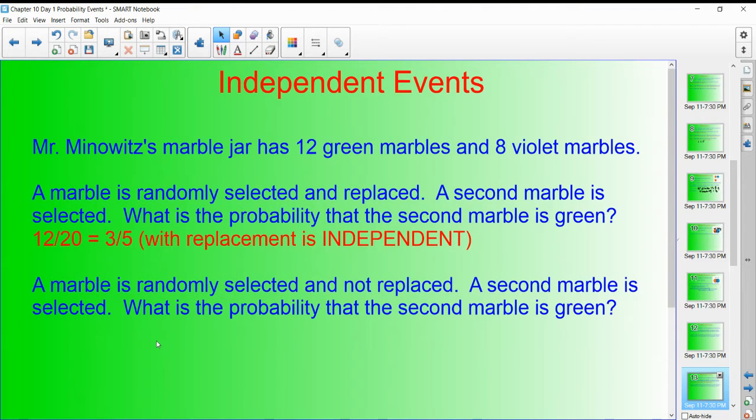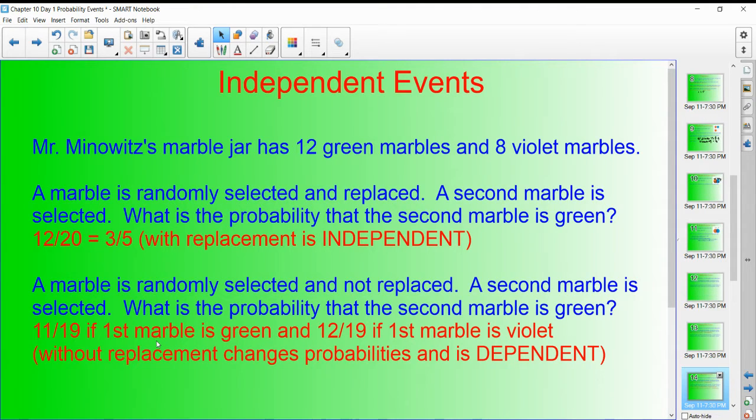Now, this second situation does depend on what I picked first. Because if I picked the first marble and it was green and I removed it, then I only have 11 green marbles out of the 19 that are remaining in the bag. But if I removed a purple or a violet, then I have 12 green ones still in the bag out of 19. So my probability changes depending on whether or not my first marble was green or violet. So if I remove items, if I change the denominator, I change my total, I'm generally looking at dependent events. Independent is when the first event does not affect the second event at all.